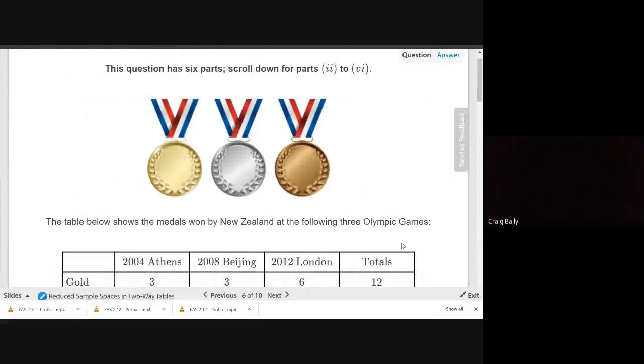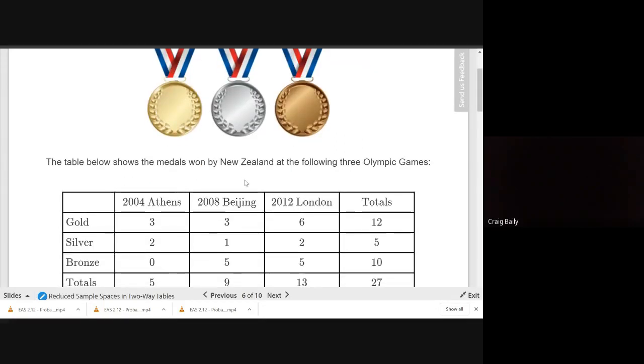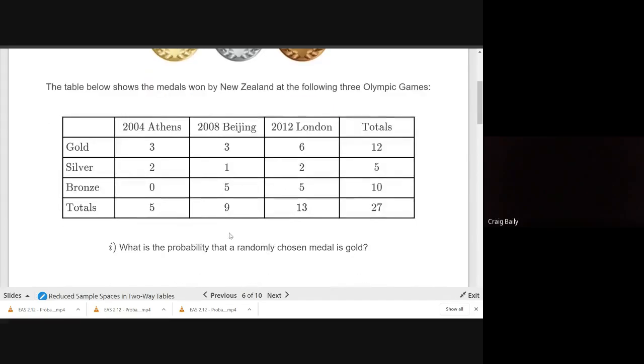Kia ora. I had some requests for some more examples using two-way tables with reduced sample space, so here we go. The table below shows the medals won by New Zealand at the following 3 Olympic Games. First thing you're always going to check for, do we have the totals? If not, you've got to put them in.